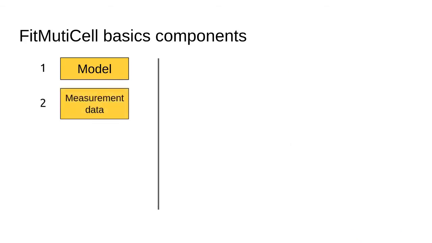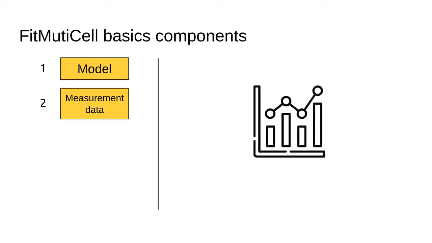The second component is to define your measurement data. The measurement data is one of the basic elements of the ABC method, or approximate Bayesian computation, which is the one implemented in the pyABC tool, one of the basic components of the FitMultiCell pipeline. The measurement data is used to see how close the simulation is to the measurement data.